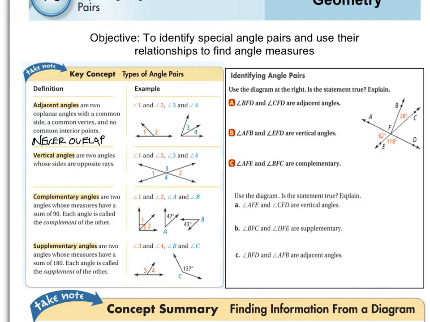Use the diagram at the right. Is the statement true, and explain. So angle BFD and angle CFD are adjacent angles. So what I'm going to do here is outline these in a thick pen, and we're going to go with 2 different colors, blue and red.